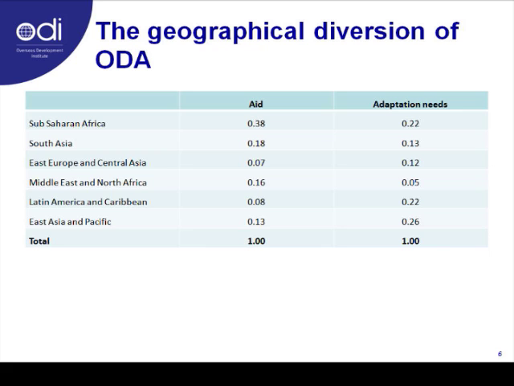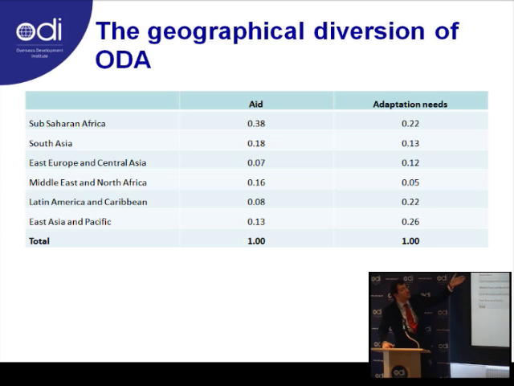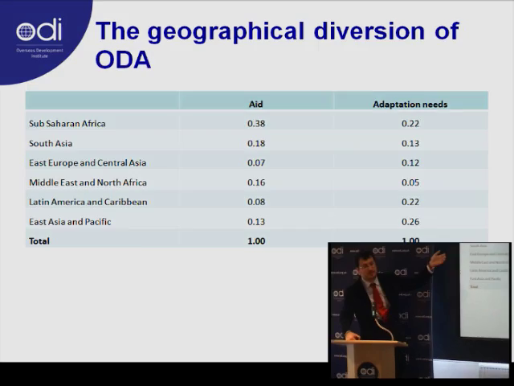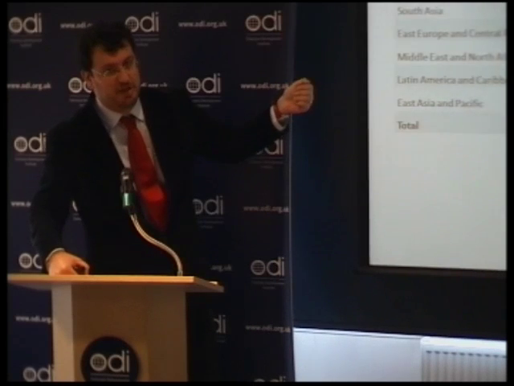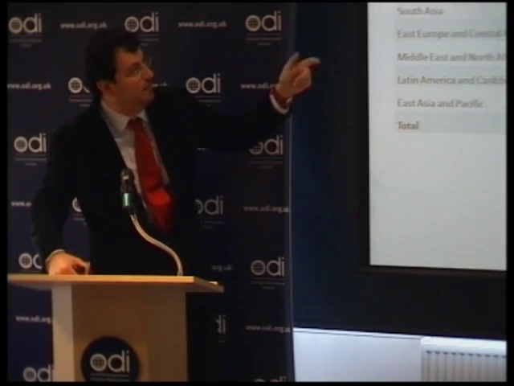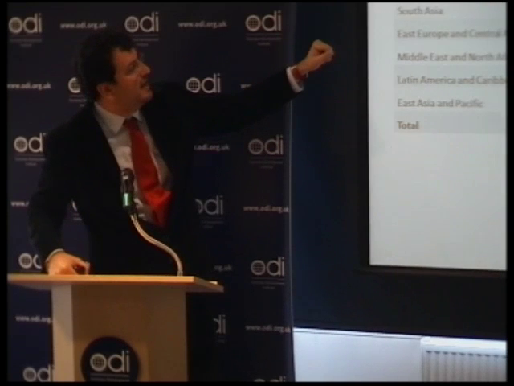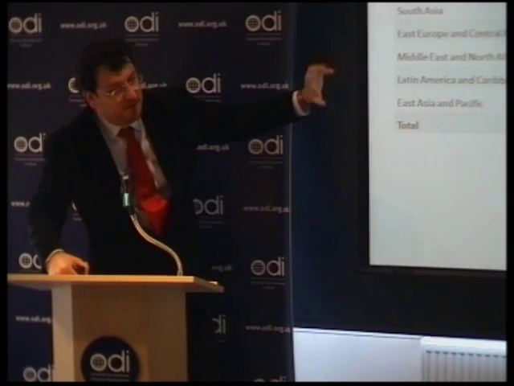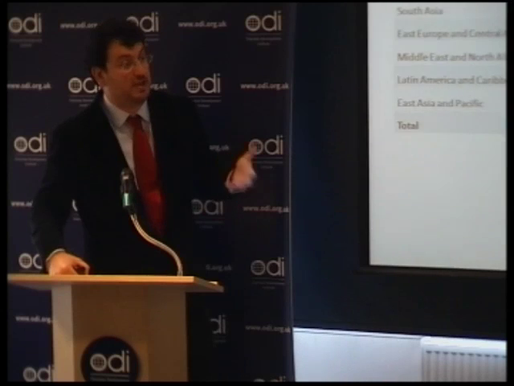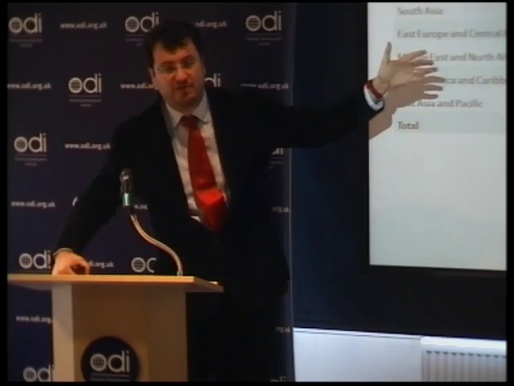Another exercise that we try to do is to compare the current regional share of official development assistance. Data comes from the OECD data about aid, and the adaptation needs geographical shares according to World Bank estimations. What is interesting from this table is that there is not a match between the current geographical ODA spending and the adaptation needs for developing countries.